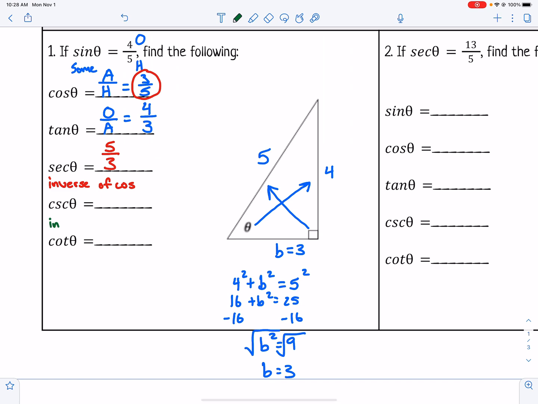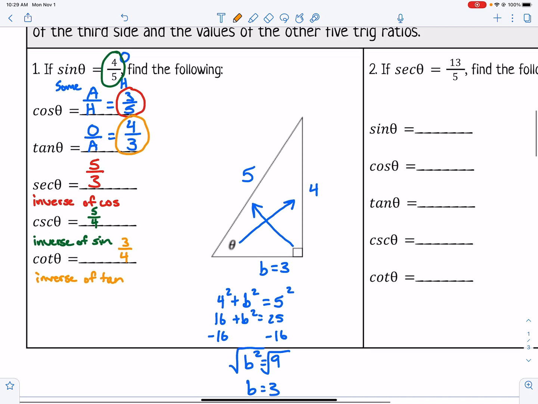The cosecant is the inverse of sine. So once you know sine was given as 4 over 5, cosecant would be 5 over 4. Then cotangent is the inverse of tangent. So you just have to know tangent is 4 over 3. Cotangent would be 3 over 4. All right, let's look at another example.